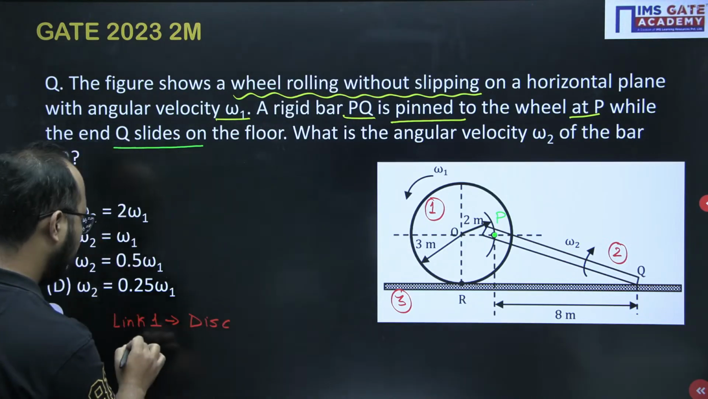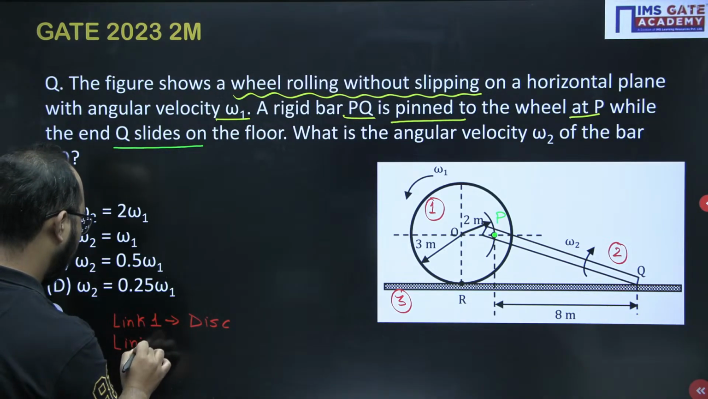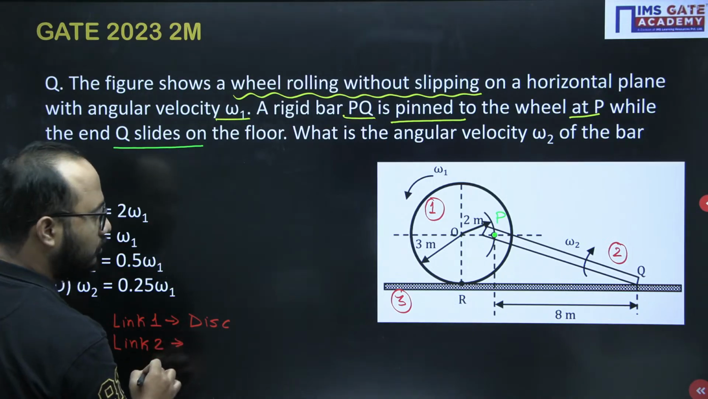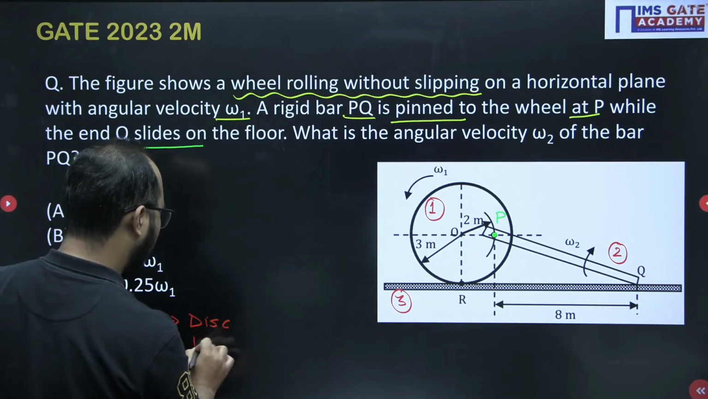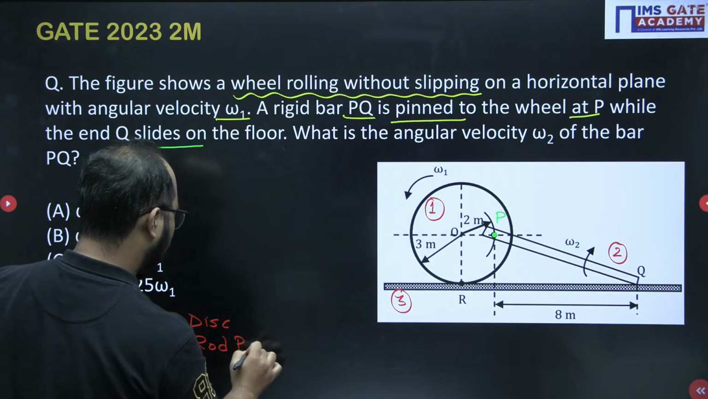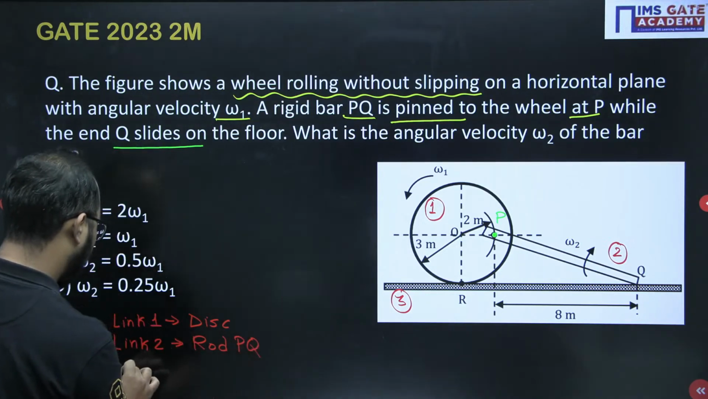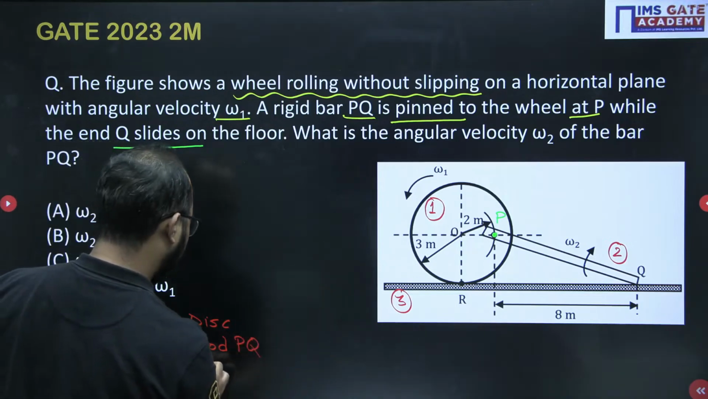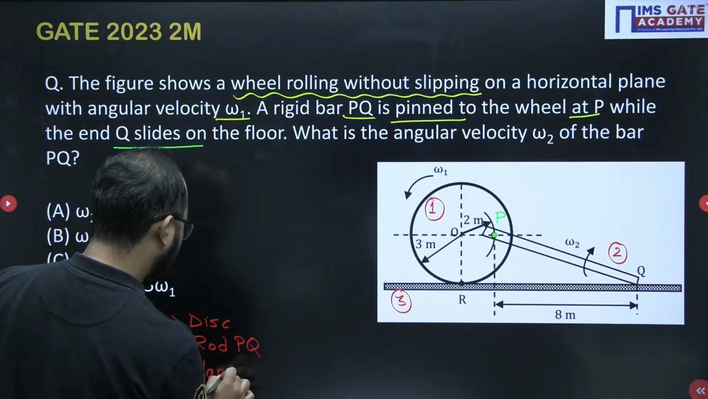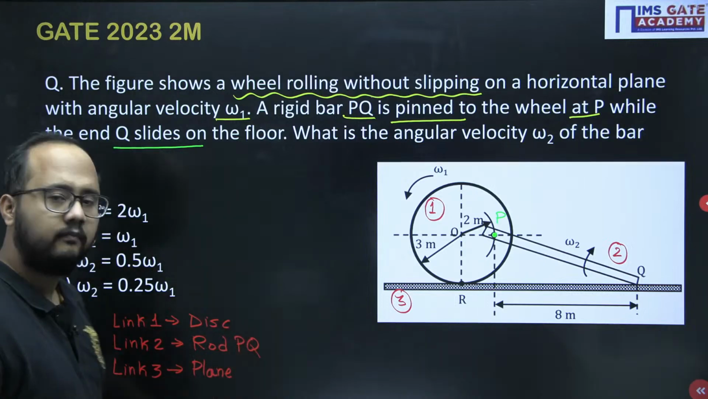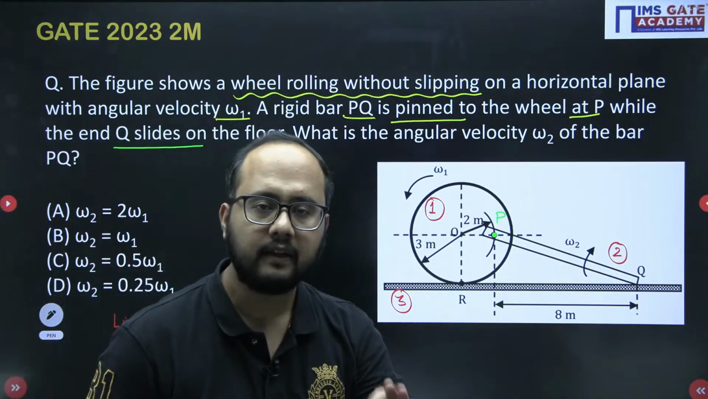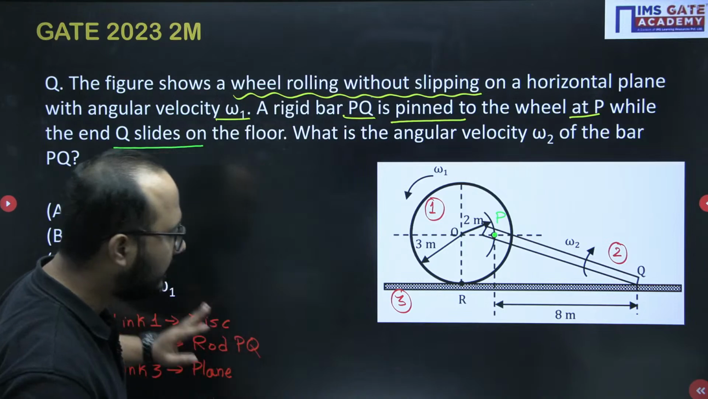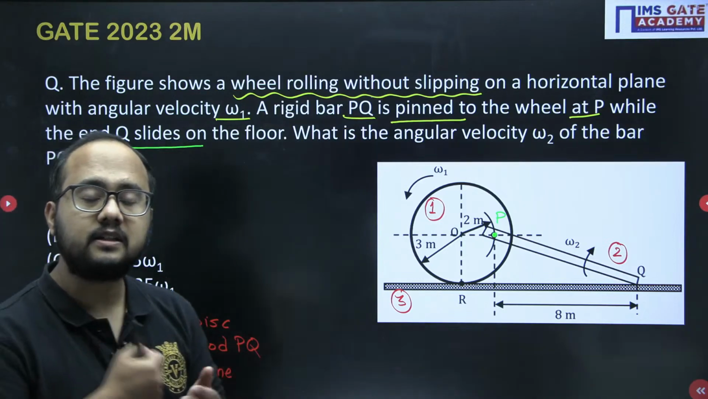Disk. Link to PQ, rod PQ. Link 3 is our horizontal plane. Clear? Is this point clear, everyone? So the links I have mentioned. Next thing is what? I centers.